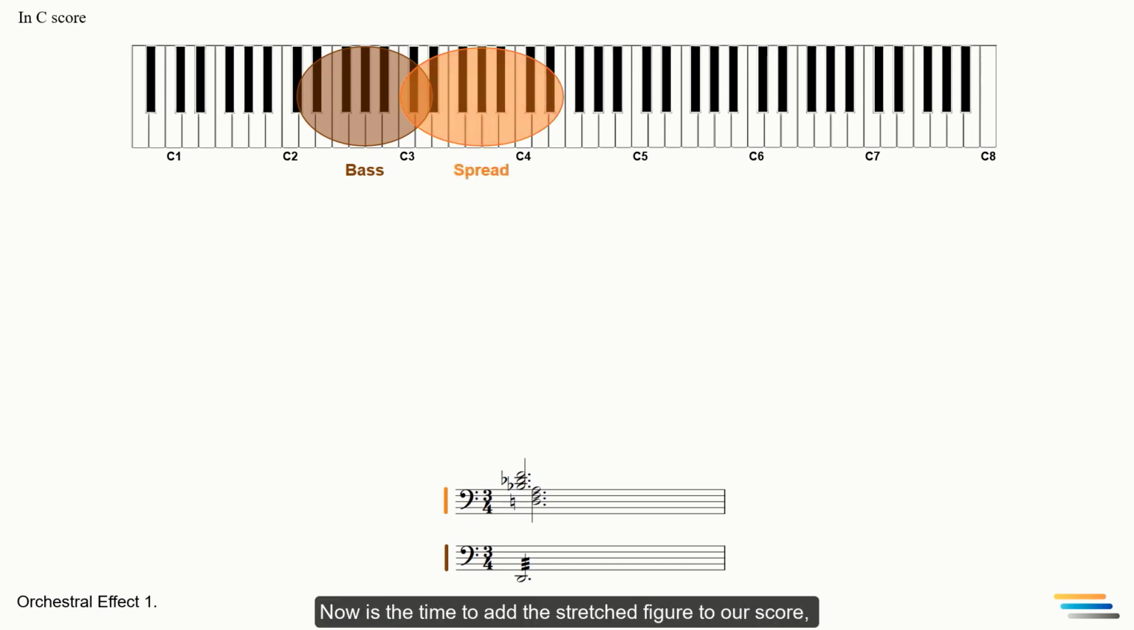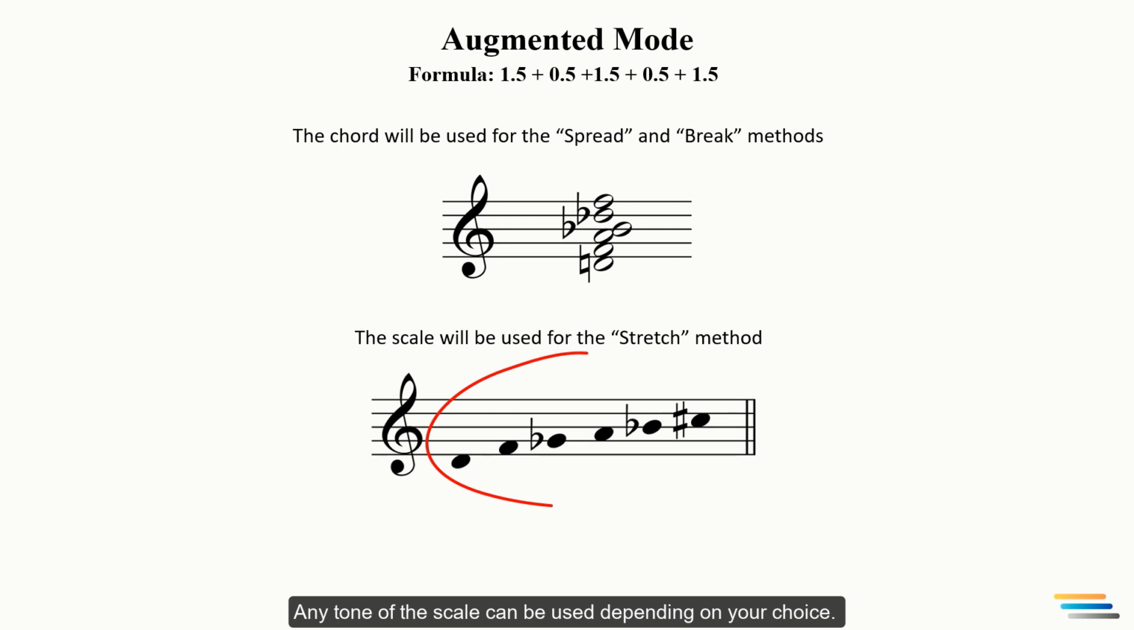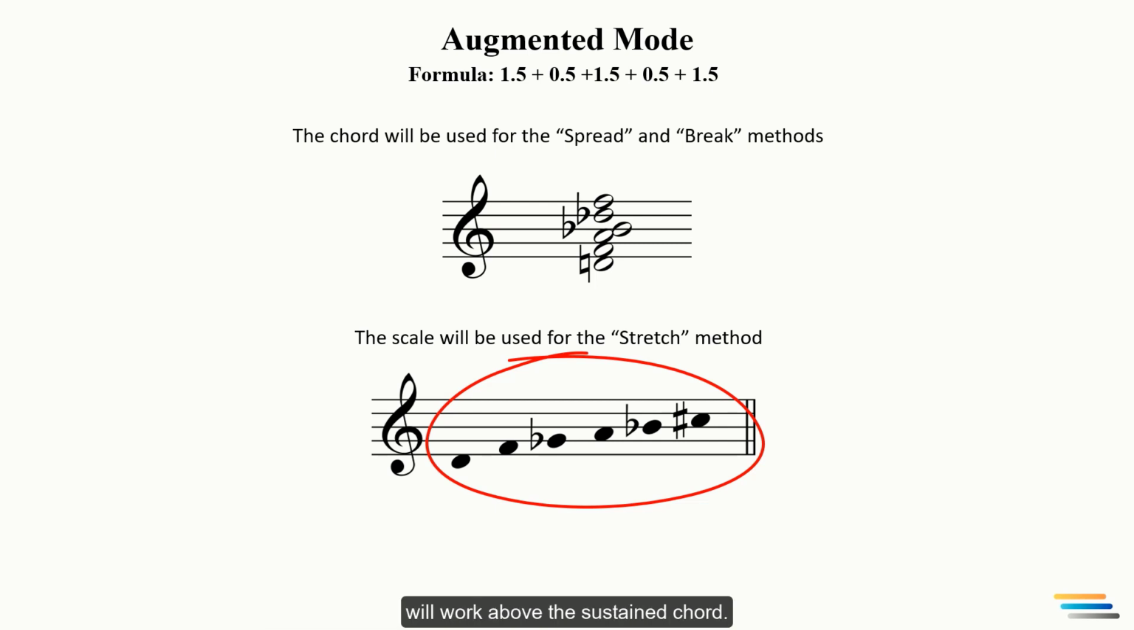Now is the time to add the stretched figure to our score and then transform it into a different one. So, the main figure should be made first. Any tone of the scale can be used depending on your choice. No worries, any arpeggiated figure, regardless of the selected tone, will work above the sustained chord.